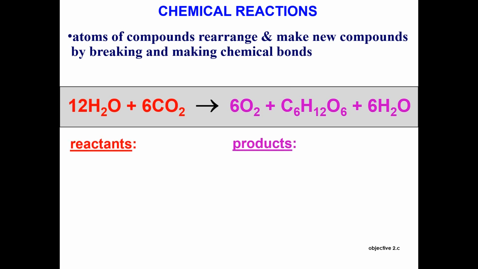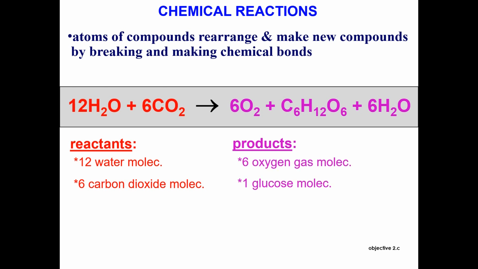Reactions are often written like this. On the left, we have what we're starting with, the reactants, and on the right, we have what we're going to get, the products. In this case, the reactants are 12 water molecules and 6 carbon dioxide molecules. These are rearranged to produce 6 oxygen gas molecules, 1 glucose or sugar molecule, and 6 water molecules.